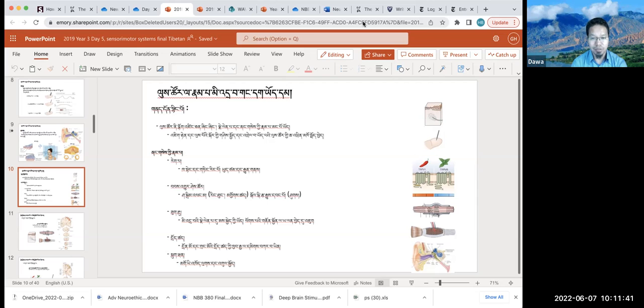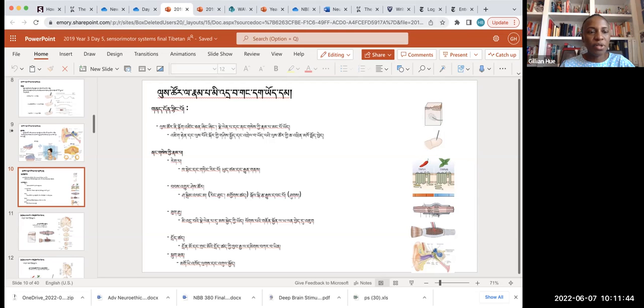So we have many examples in research about how we study the mechanism of pain.